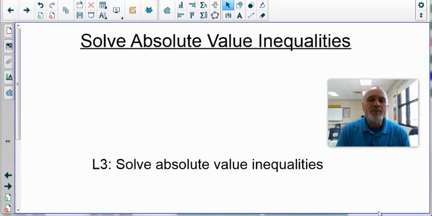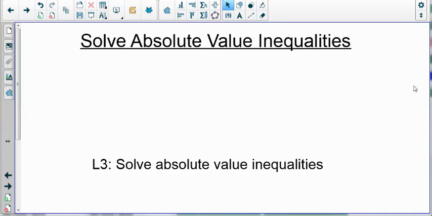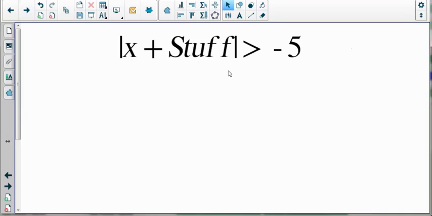How to solve absolute value inequalities. That will deal with the IXL L3, solve absolute value inequalities. Okay, so let's go ahead and get started. Let's get rid of this. All right, the first thing I want you to do is to write this down.